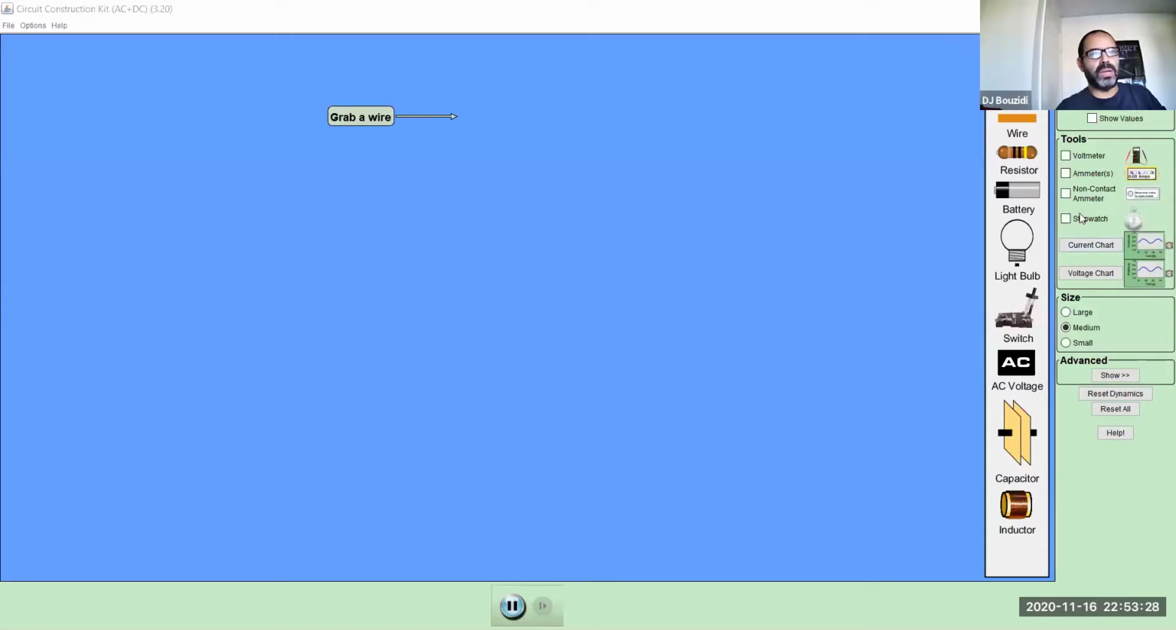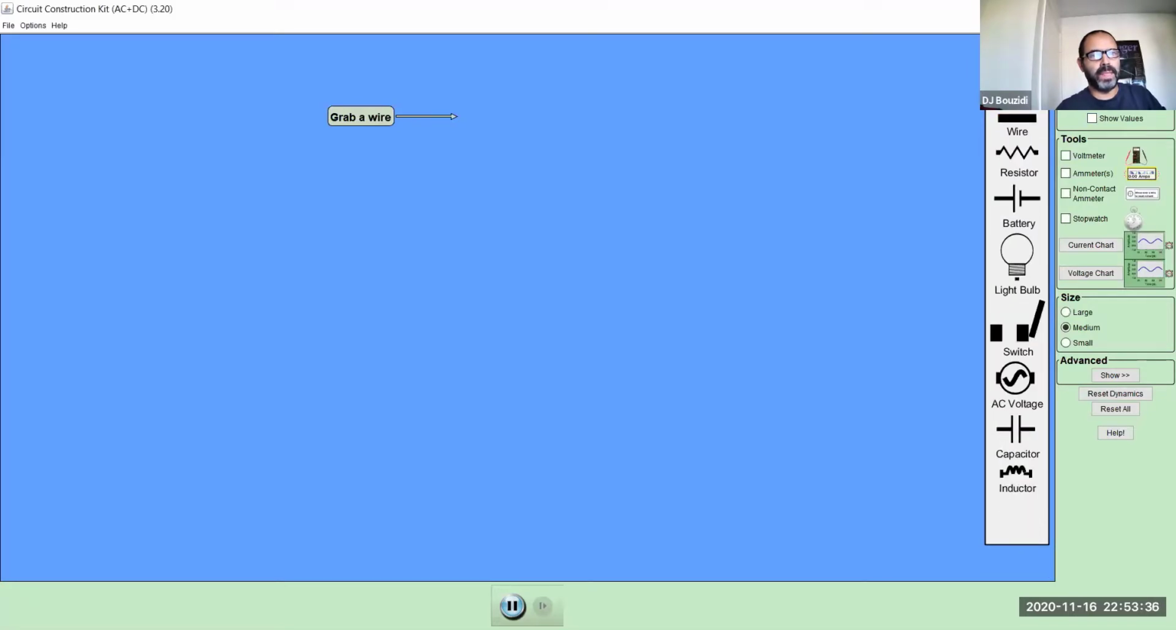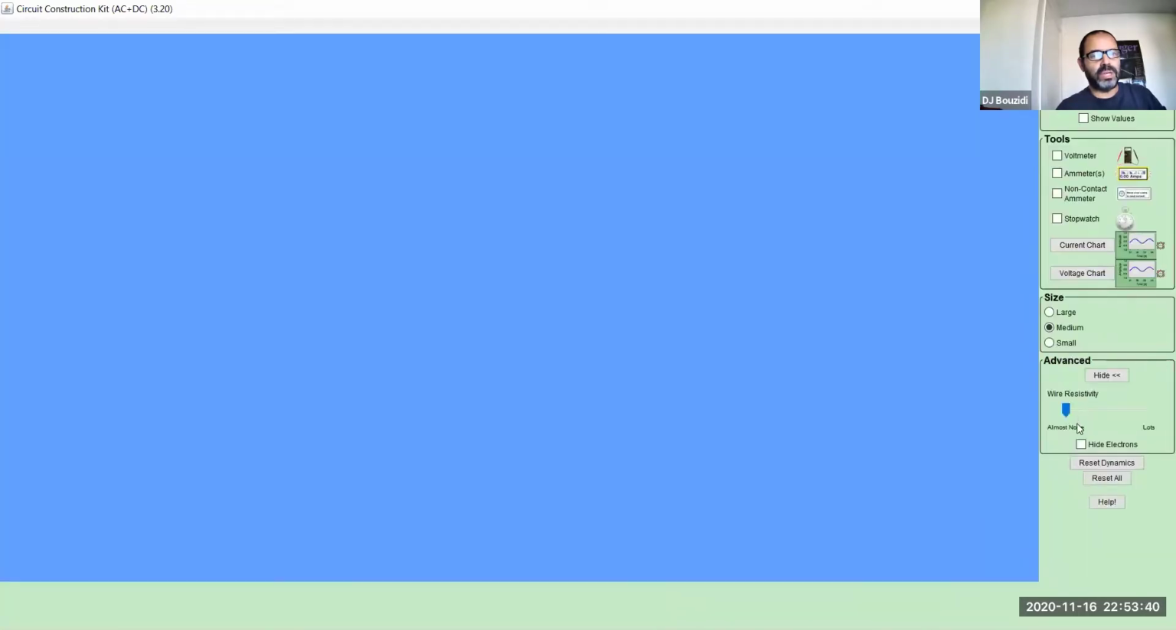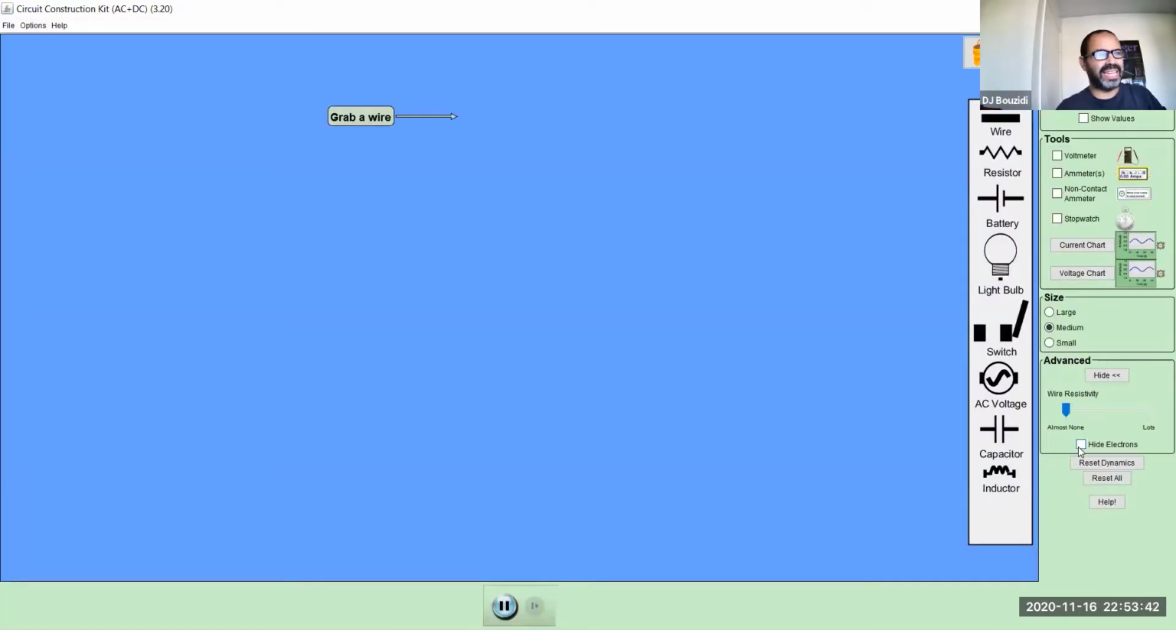So this is how it looks when you first open it. The first thing I would recommend is to change to schematic. And then show advanced. Under show advanced, I want to hide electrons, and then add a wire resistivity, some wire, but don't add too much. Just a little, to simulate how the real situation would look.